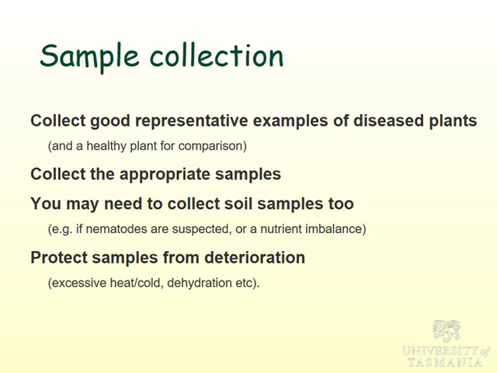So collect appropriate samples. If you suspect it's a soil-borne disease, so you've looked at the plant, you've noted it's got rotten roots, or lesions on its roots, and it looks like it might be a root pathogen, you may need to collect soil samples too. If you're looking for nematodes, for instance, they might be residing within the soil and not necessarily easily found on the root material itself.